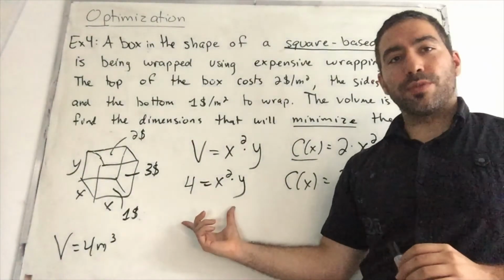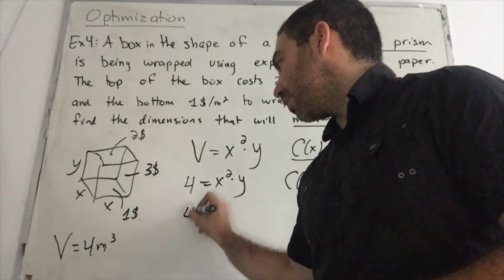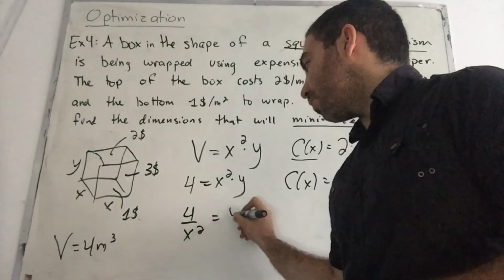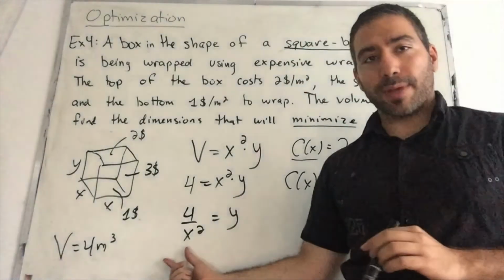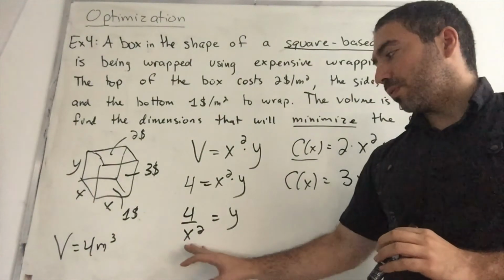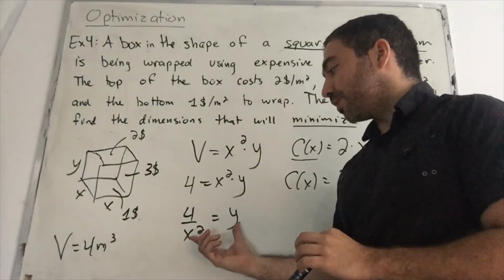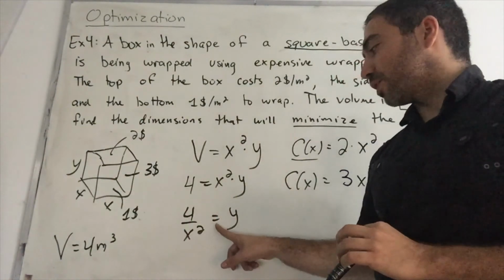Well, this is where we use the volume formula. So we solve for y by dividing by x squared. 4 over x squared equals y. So there's a bit of an issue here. We're dividing by x squared, but we know that x cannot be equal to 0. So there's no issue with worrying about dividing by 0 here. So x cannot be equal to 0. We have 4 over x squared equals y.